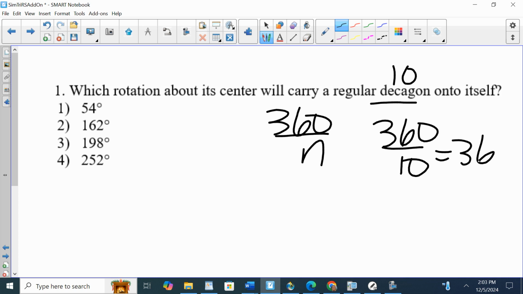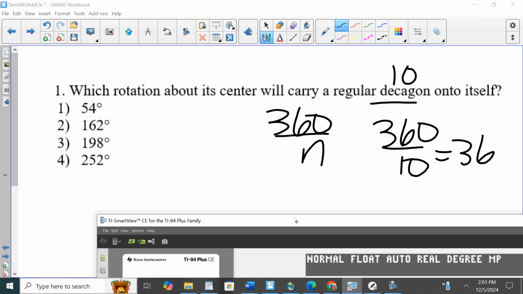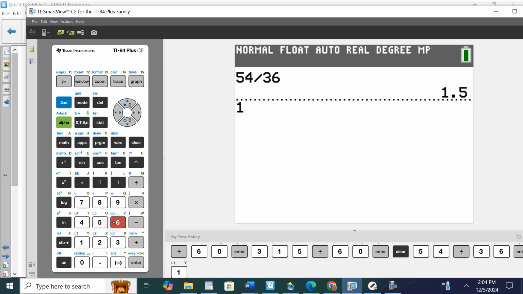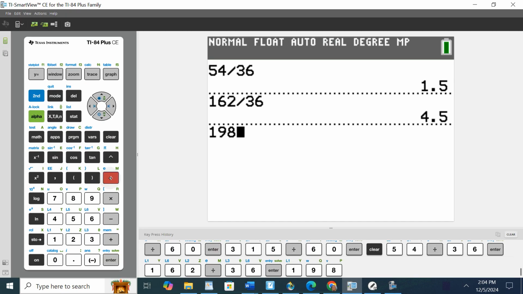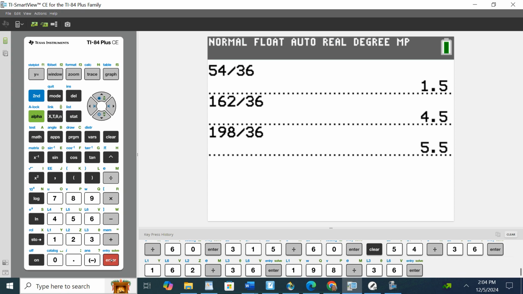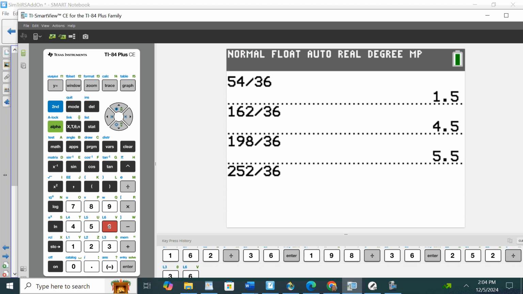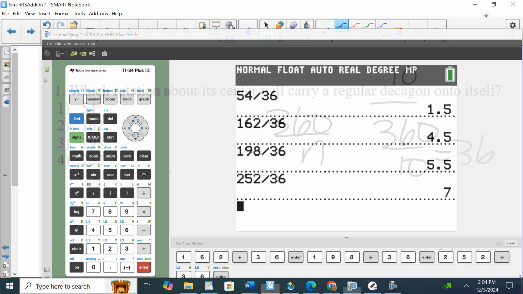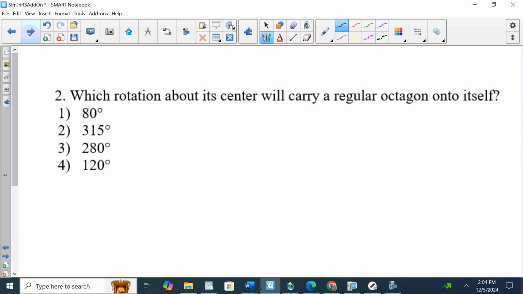So is 54 a multiple of 36? Well, 54 divided by 36, nope. Is 162 a multiple of 36? Nope. Is 198 a multiple of 36? Nope. Uh-oh, I'm starting to get nervous. I hope choice 4 works. 252 divided by 36. Yup, it's 36 times 7. That's your answer. Min rotation is 360 over n, and then any multiple of that will also map it onto itself. So you'll see one of those.